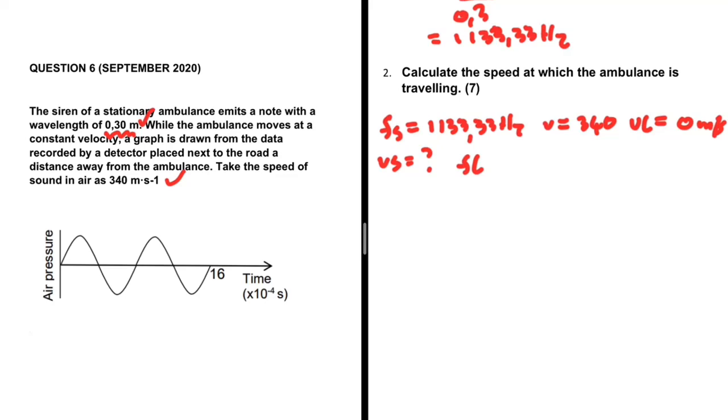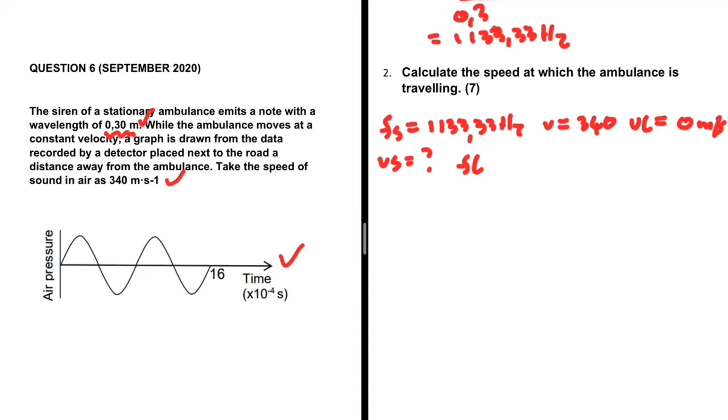A graph is drawn from the data recorded by a detector. So we can find FL from this graph because it is drawn from the information recorded by the detector. That is actually the key to this question. Right, let's go ahead and take a look and see how we can possibly answer this question.